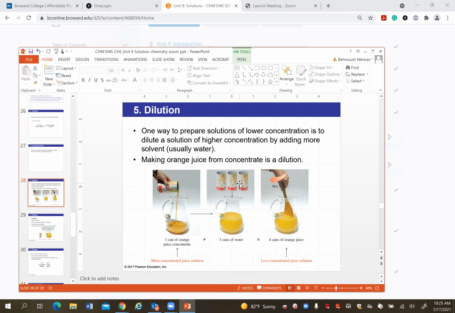This is like diluting. You follow the instruction, then you add water. This is stock solution, and that's how they sell concentrated orange juice. You add water, you mix it well, and then you have dilute.